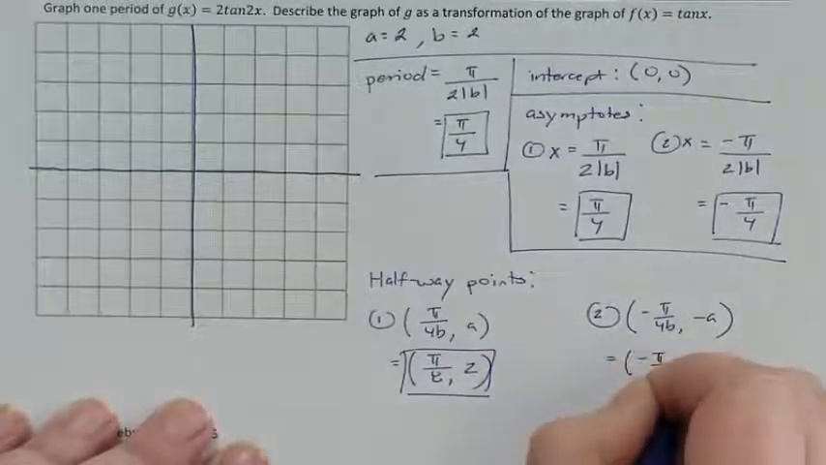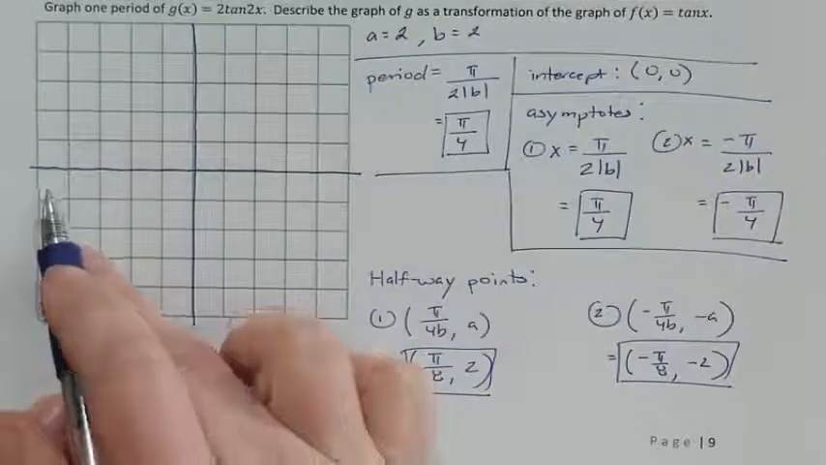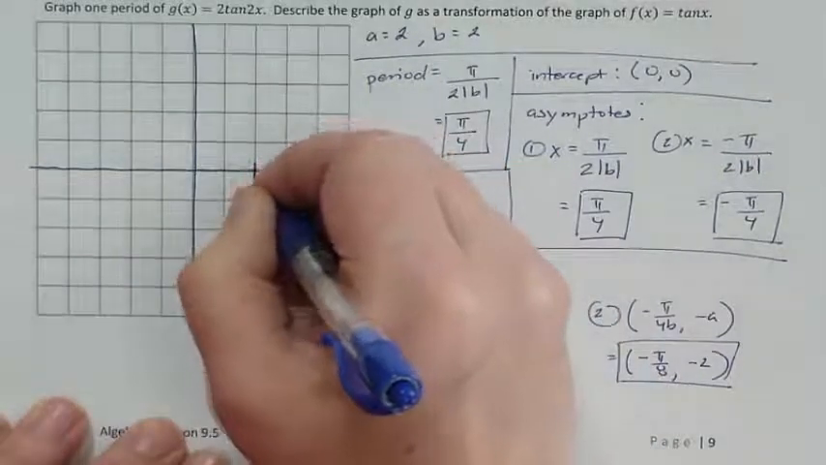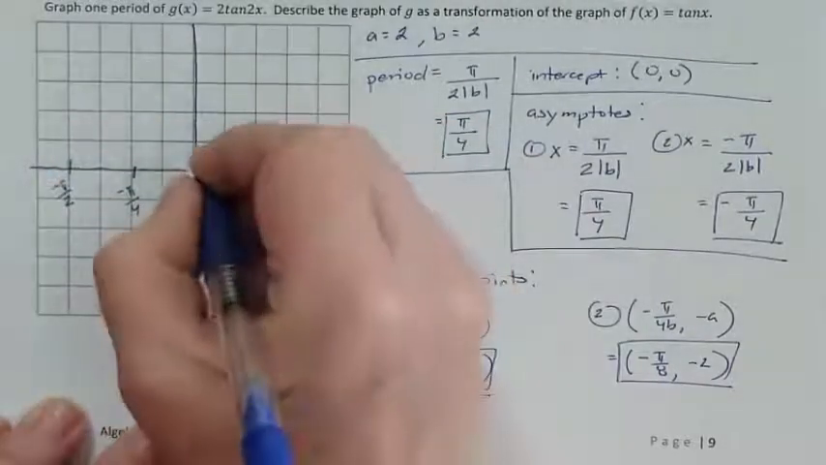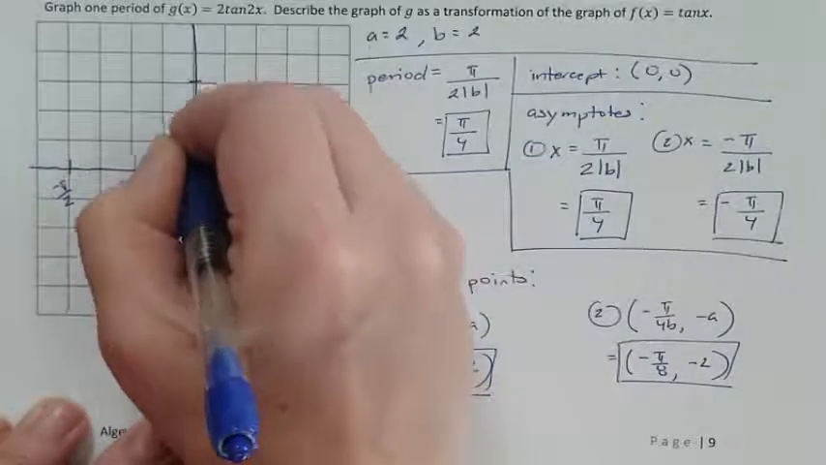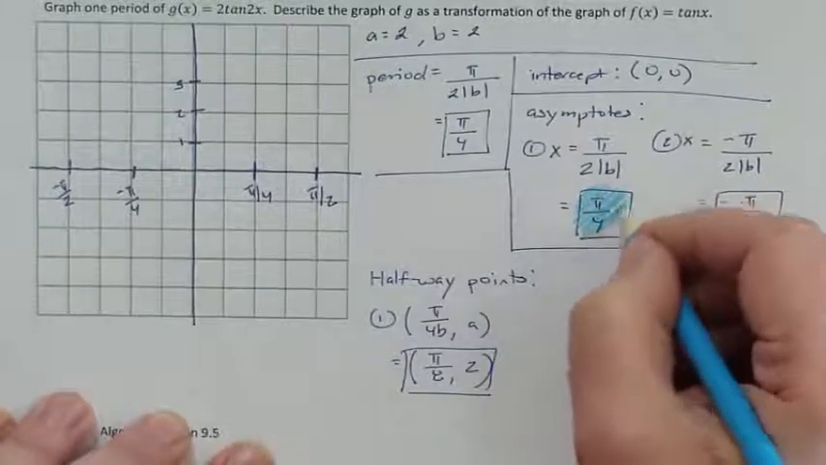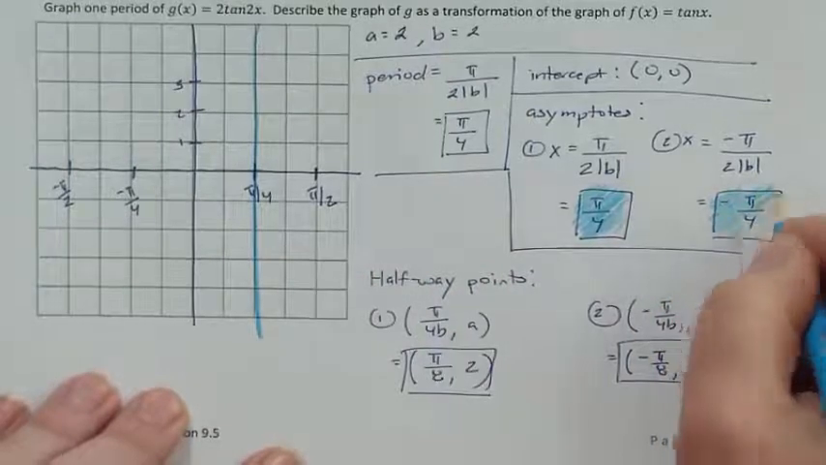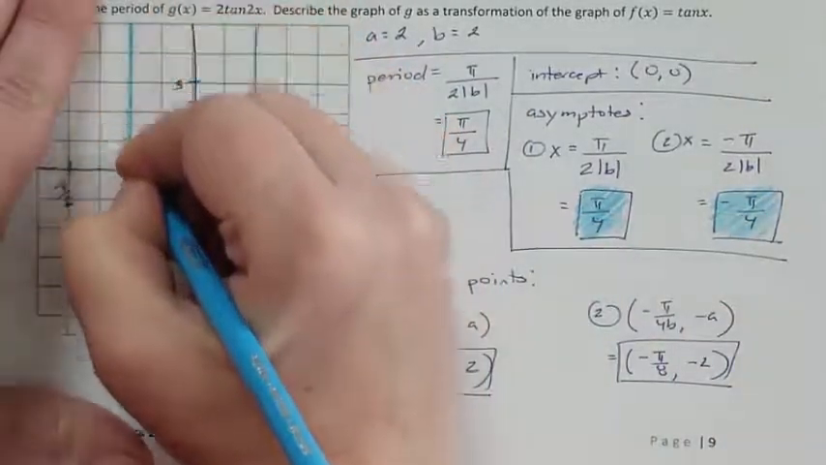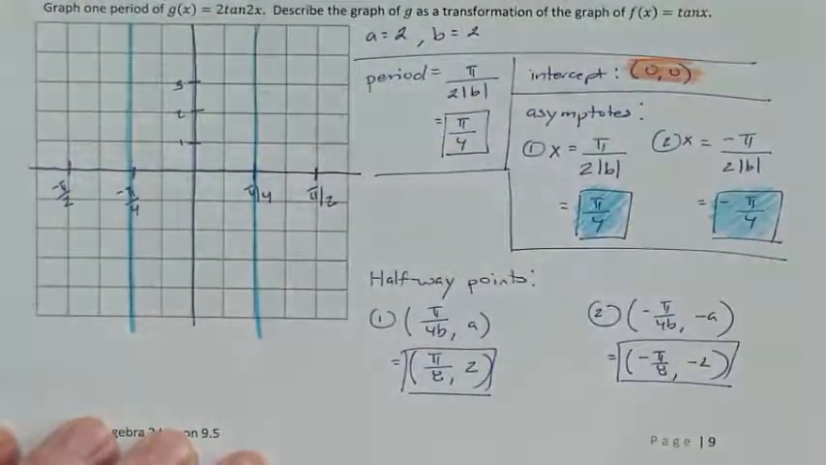Point 1, point 2. So now we just need to scale so we can graph. So I'm going to scale my x-axis so I can see a pi fourths and then a pi halves. And my y-axis, I'm going to scale by 1s. All right, our asymptotes. We have an asymptote at pi fourths, so here's pi fourths. And I have an asymptote at negative pi fourths, so here is negative pi fourths. My intercept is at the coordinate point 0, 0, so here's my coordinate point 0, 0.